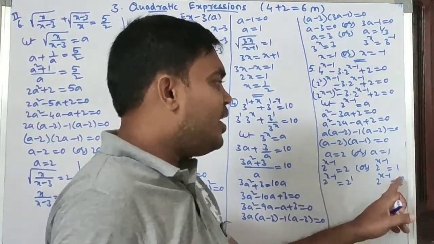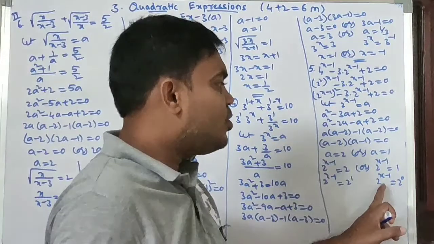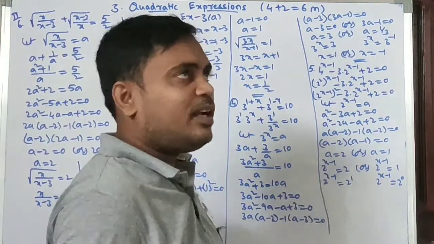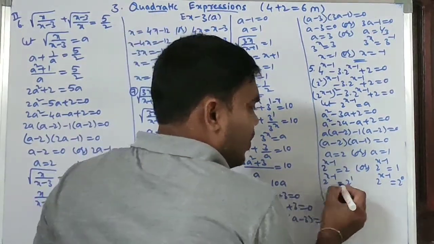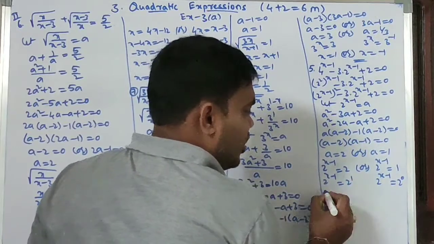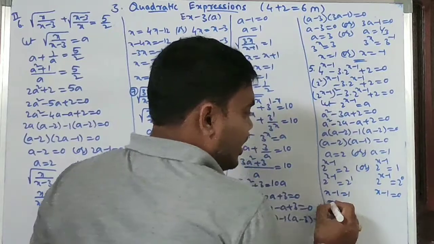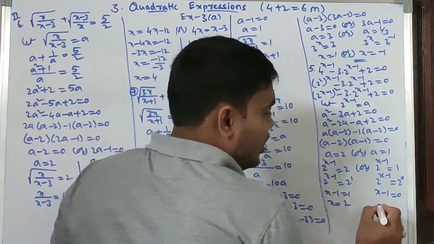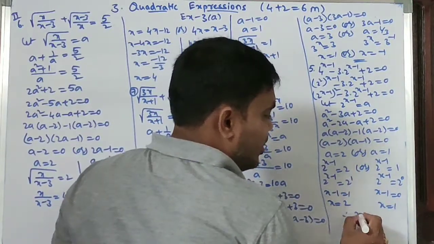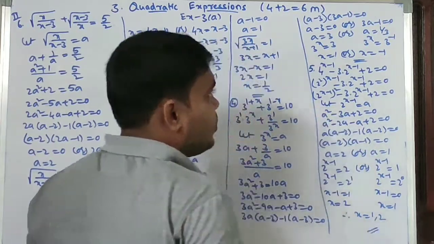What is a? 2 power x minus 1 equal to 2 or 2 power x minus 1 equal to 1. So 2 power x minus 1 equal to 2 power 1, and 2 power x minus 1 equal to 2 power 0, since anything power 0 equals 1. Why am I writing only 2 power 0? Here the base is 2, so I want to write the base here also as 2. The bases are equal, so the powers are also equal. x minus 1 equal to 1, x minus 1 equal to 0. x equal to 1 plus 1, 2; x equal to 1. Therefore x equal to 1, 2.